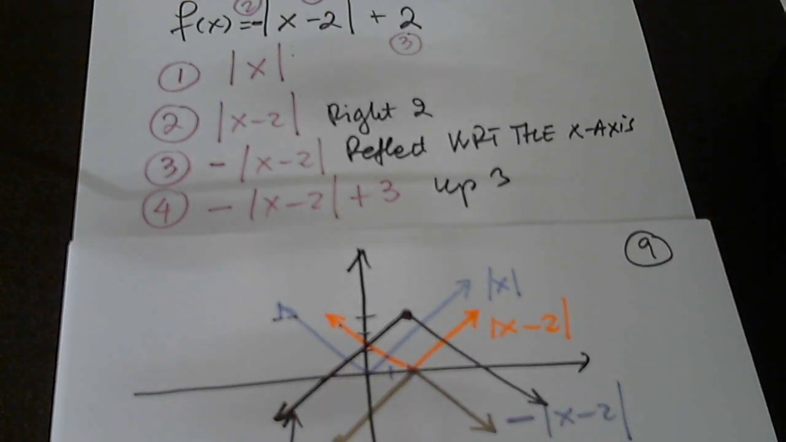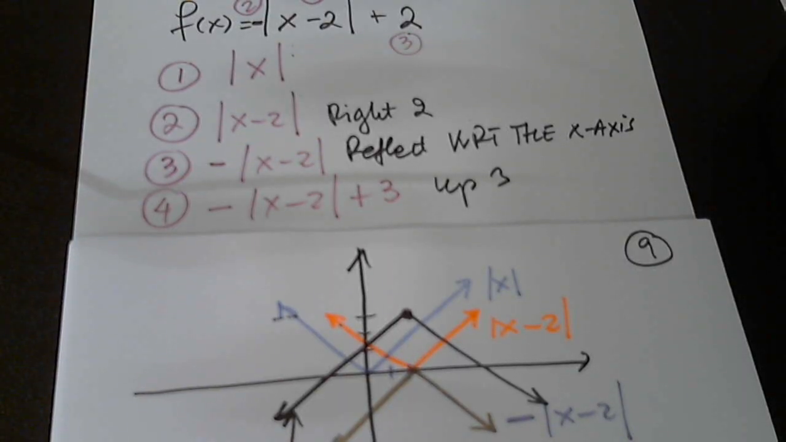Use transformations of the cube root function, the cube root of x, to graph the function, the cube root of x plus 6. What transformation is this on the cube root of x? Six units to the left, so it would be B. The graph of this should be shifted 6 units to the left. Absolutely true.